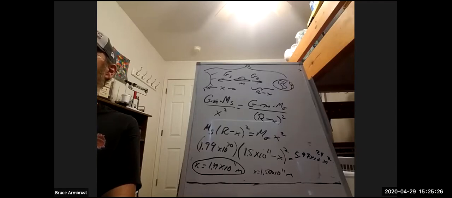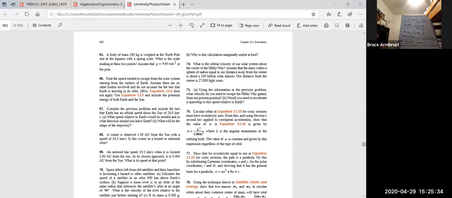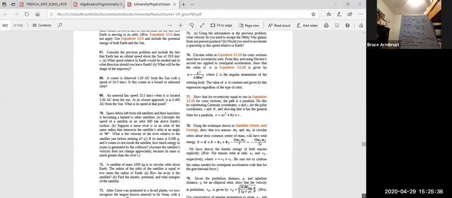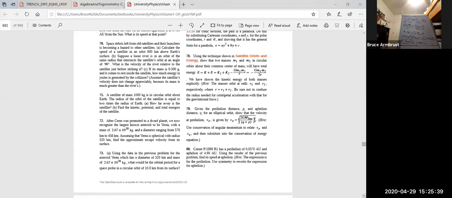All right, so let's go look at number 71. So I'm going to share my screen again. All right, so 71, we got a satellite of mass 1,000 kilograms in a circular orbit about the Earth. The radius of the orbit of the satellite is equal to 2 times the radius of Earth. How far away is the satellite? And then find the kinetic, potential, and total energies of the satellite.